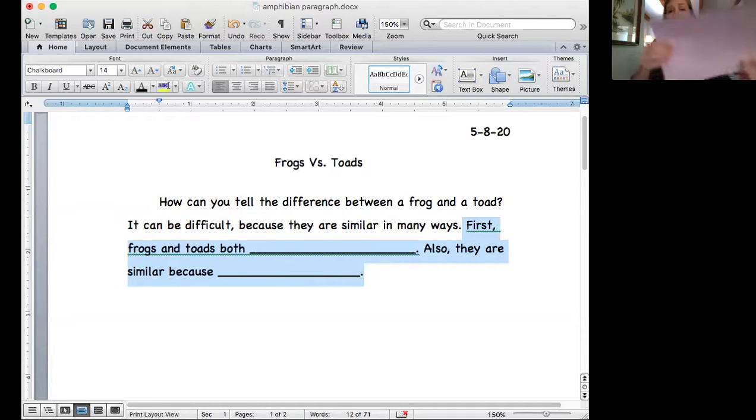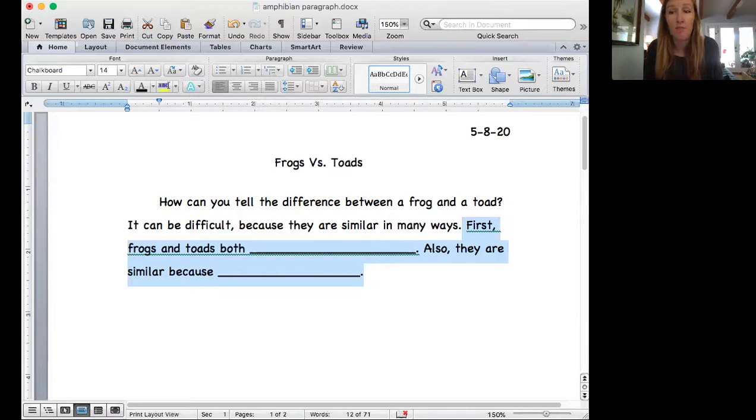Now on our Venn diagram, we wrote 4 different ways they were similar. You only need to pick 2 things. So you could write, first, frogs and toads both hatch from eggs. Also, they are similar because they are amphibians. Right? Or first, frogs and toads both start their lives in the water. Also, they are similar because the adults have lungs. Right? It's up to you.